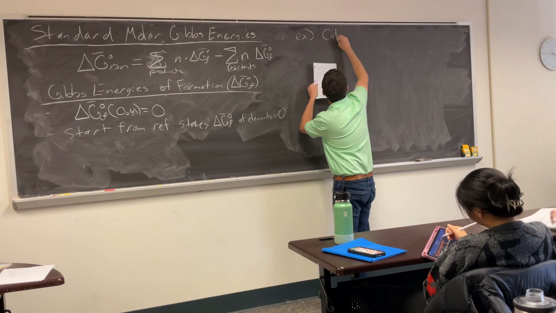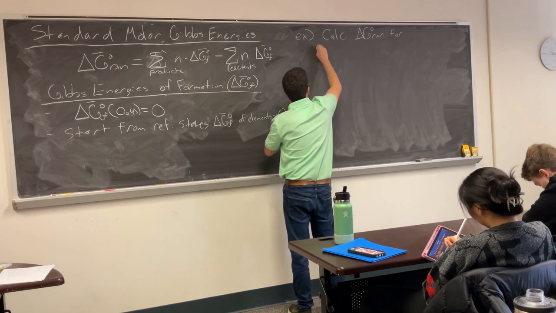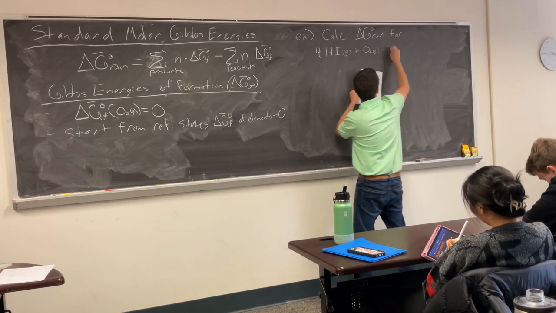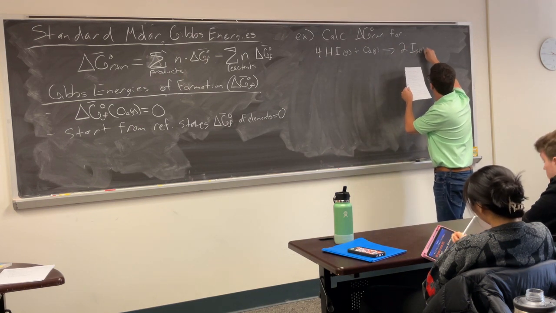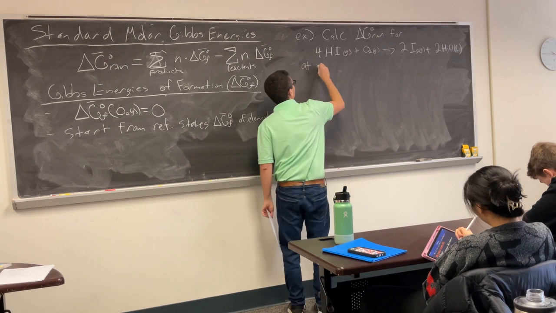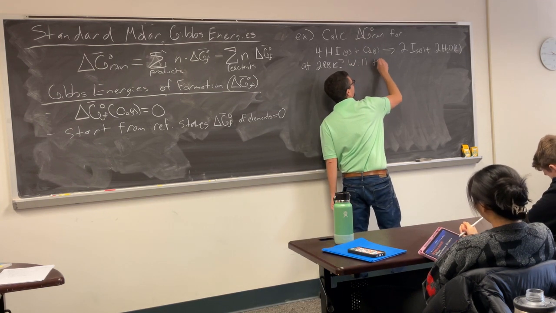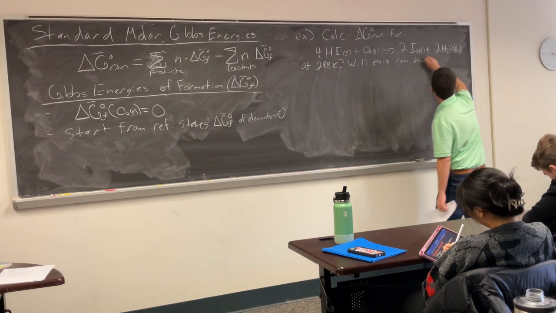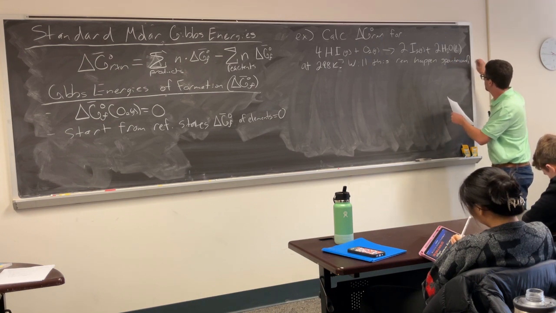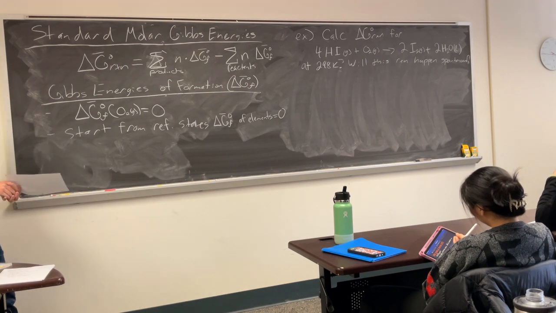All right. Example. Calculate delta G naught reaction for HI gas plus O2 gas giving I2 gas and water, at 298 K. And we're also going to ask, will this reaction happen spontaneously? Yeah, this one's a little tougher.